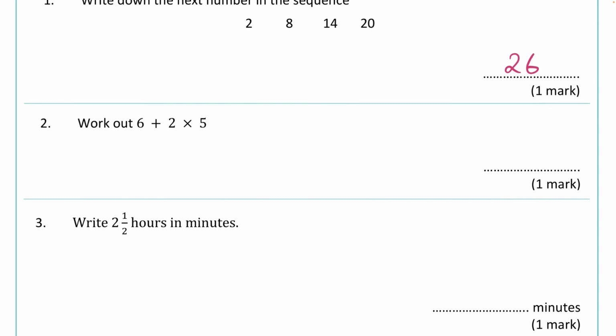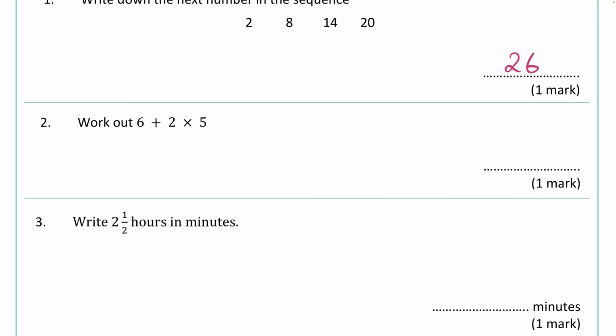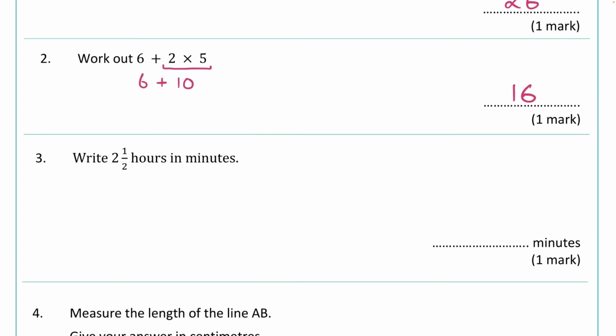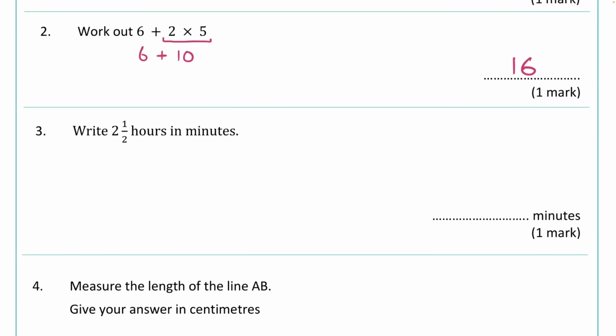Question 2 is about the order of operations, so we need to consider which operation needs to be done first here. Here it's multiplication, so I like to bucket off the multiplication. 2 times 5 is 10, so in fact this is 6 plus 10, which gives us the answer 16. Question 3 is a time conversion, so we're writing 2.5 hours in minutes. There are 60 minutes in each hour, so the 2 hours there is 120 minutes. The half an hour is 30 minutes, and if we add those together we get 150 minutes for our 2.5 hours.